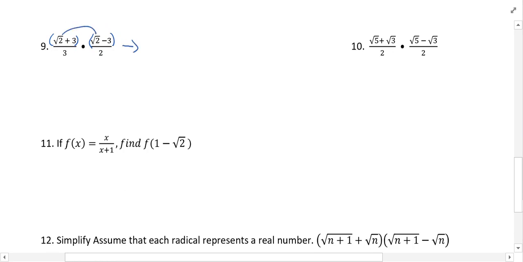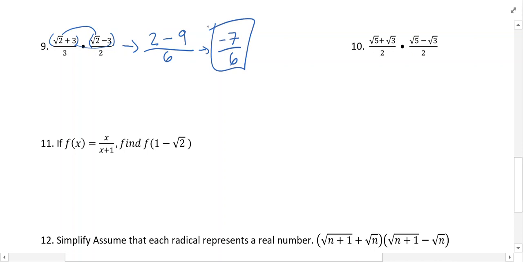I know I only need to multiply the first terms together, which is going to give me 2, and the last terms together, which is going to give me negative 9. On the bottom, 3 times 2 is going to give me 6. And then here I can just simplify my numerator first. So 2 minus 9 gives me negative 7 over 6. Nothing else can reduce. So then that's your answer.